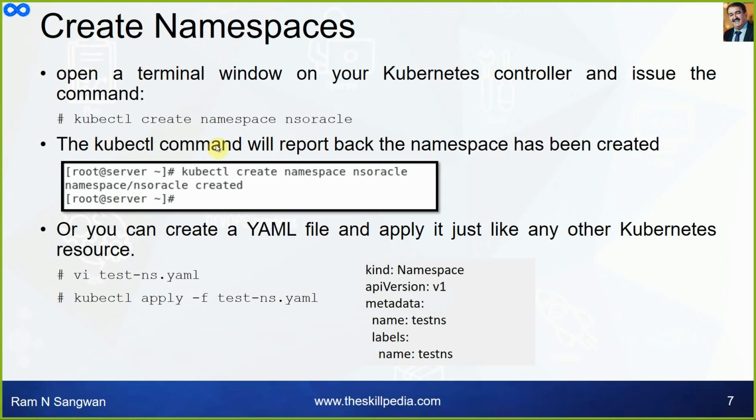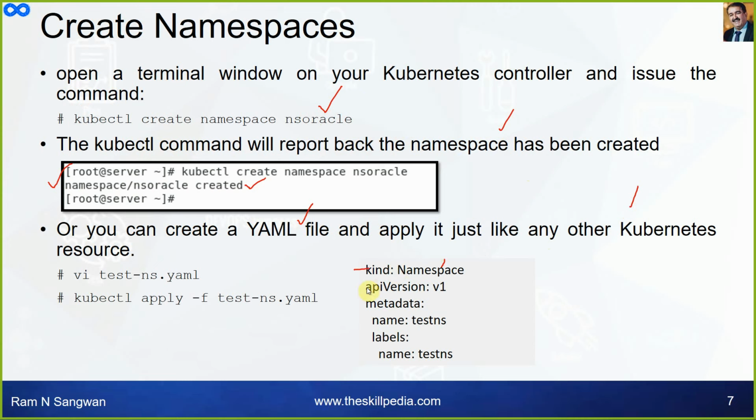How do we create it? kubectl create namespace followed by the namespace name. This kubectl command will report back that the namespace has been created. You can also create a YML file and apply it just like any other Kubernetes manifest file.